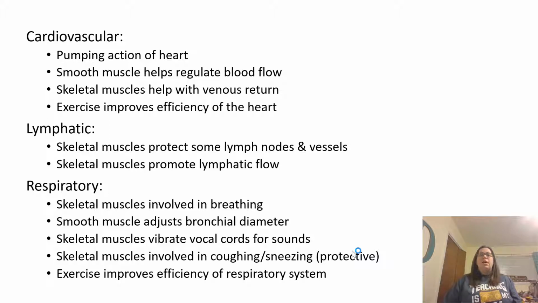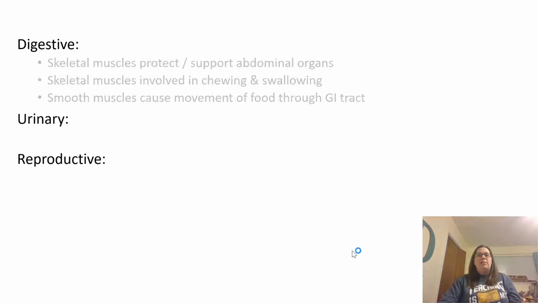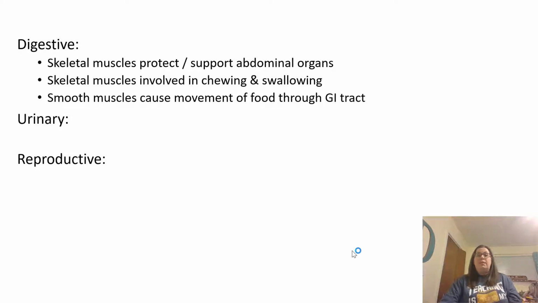So when we look at exercise and we talk about somebody getting in shape, we're not actually talking about this kind of shape. We're talking about their cardiovascular system and their respiratory system getting in shape, those muscles being more efficient in supplying oxygen and nutrients to your body. With your digestive system, we see that skeletal muscles protect and support your abdominal organs. The skeletal muscles are also involved in chewing and swallowing, and smooth muscles are going to cause the movement of food through your GI tract.